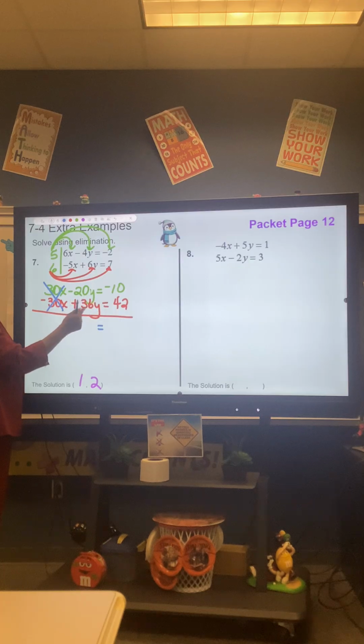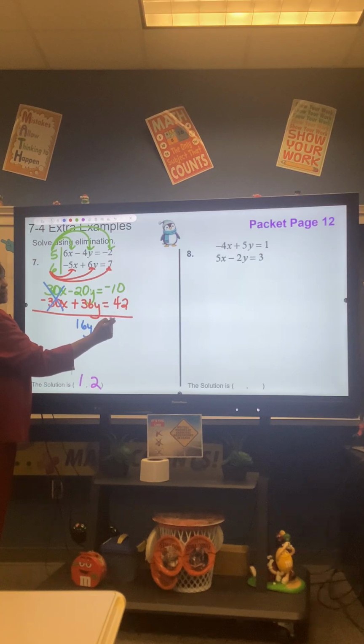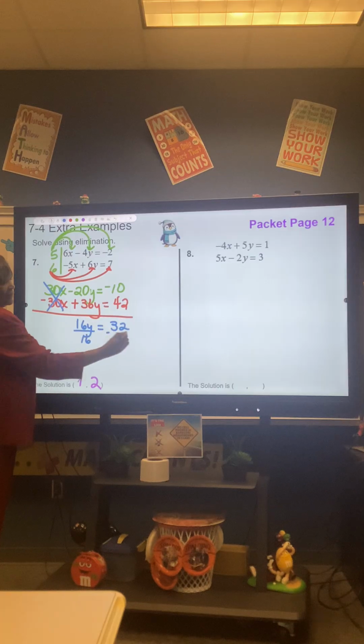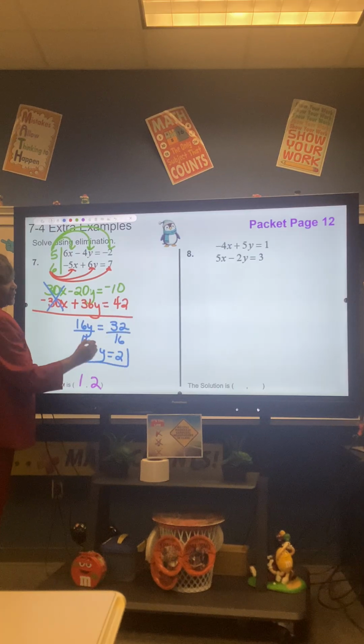What is a negative 20 plus 36? That makes sense now? All right, we get 16Y. And then over here should be 32. Okay, beautiful. And we're gonna divide both sides by 16. Y is going to give me that 2 that I told you you should have. Okay, good, beautiful. Substitution.